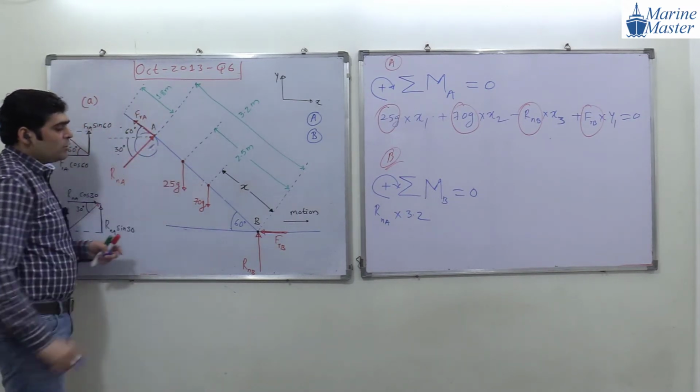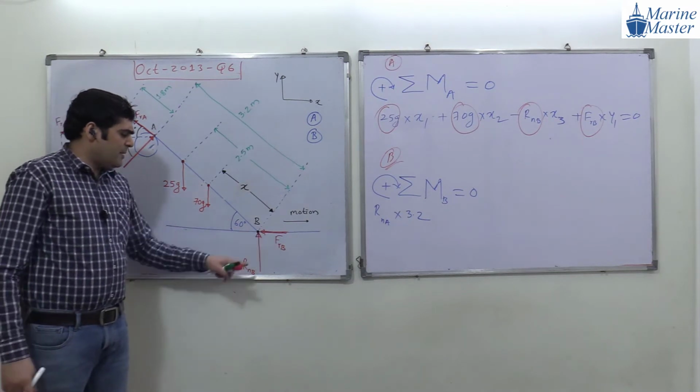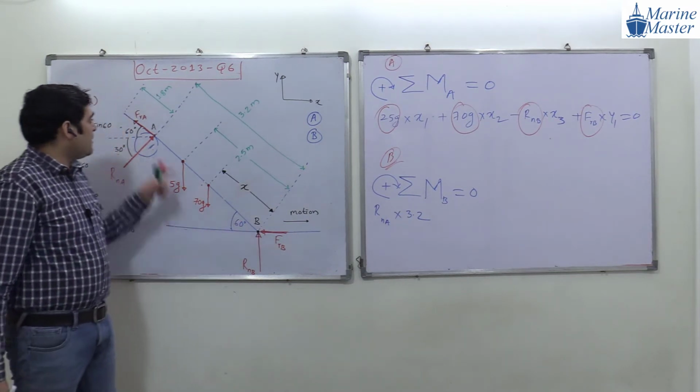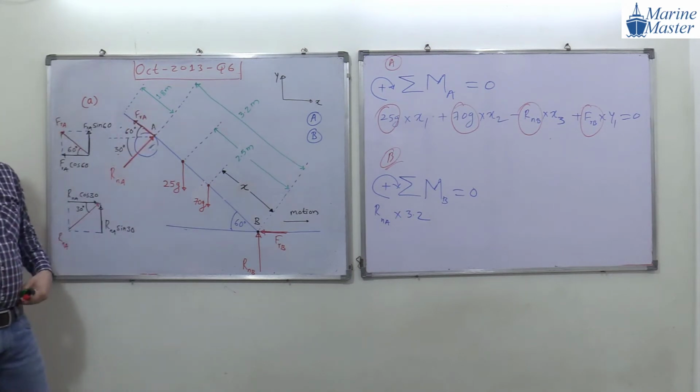FRA, I am asking, I am not talking about FRB. The moment due to FRB and RNB both are 0. So I am talking about FRA, not FRB. What is FRA?